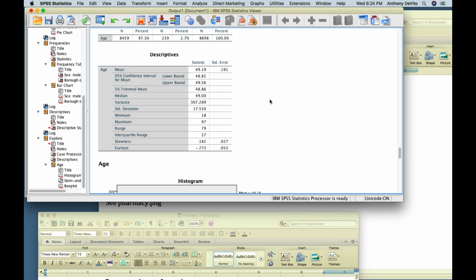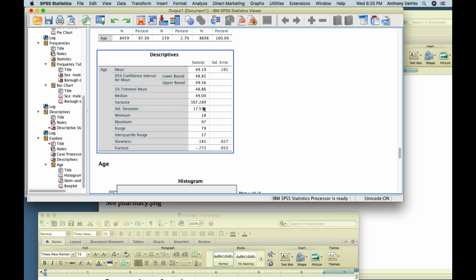Let's see, the median, the middle value, is 49. The mean is 49. Does that suggest a normal distribution? Sure does, right? The normal distribution is symmetrical, and the mean and the median, the middle person and the average, are the same, and that's pretty close.